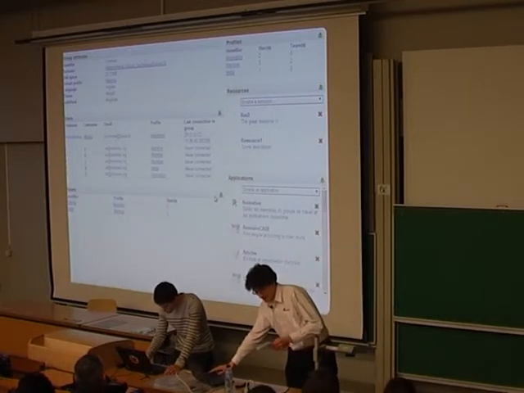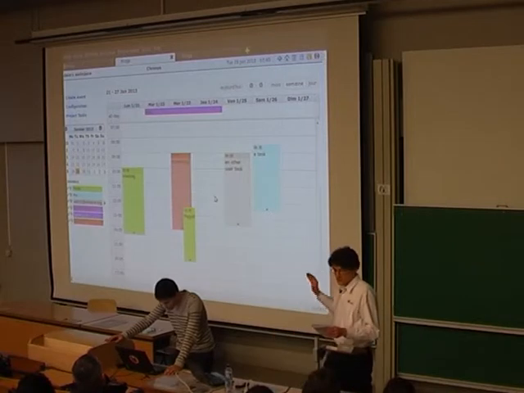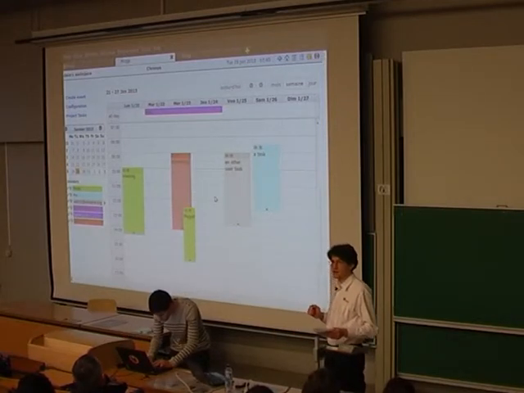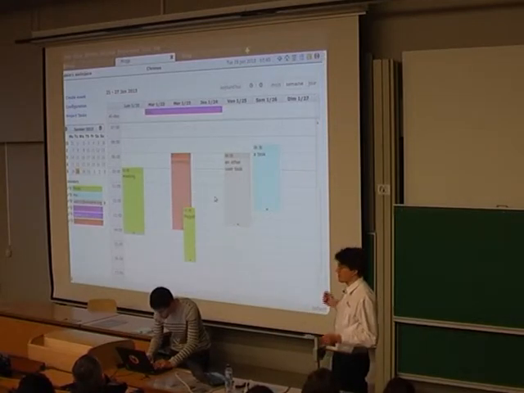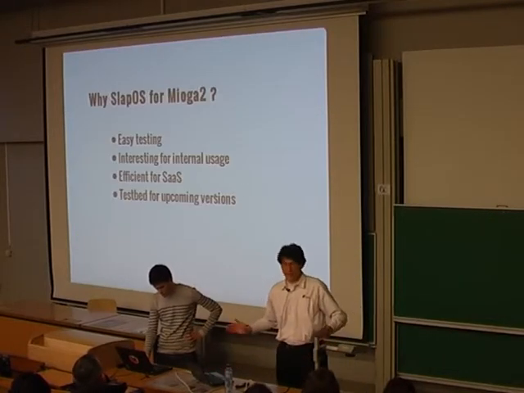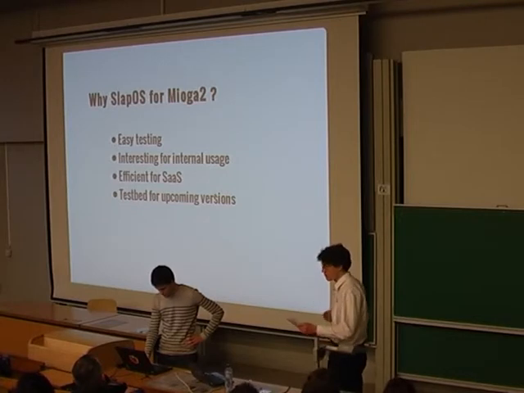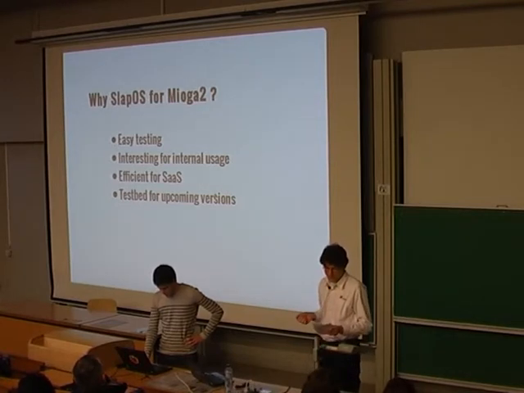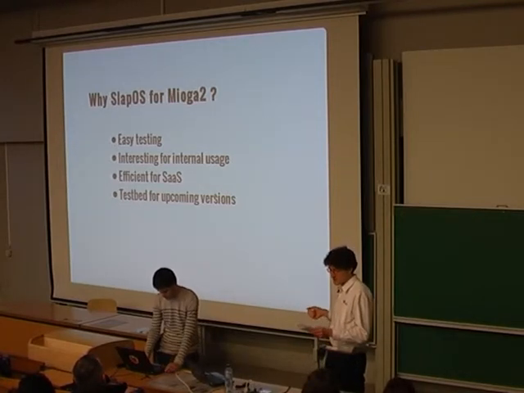And here's our new calendar, which blends together personal and workgroup calendars, and you can export it to the iCal format. Now, Mioga runs quite fine as it is. Why would you put such a software on the cloud, and why on SlapOS? We do it to facilitate testing.